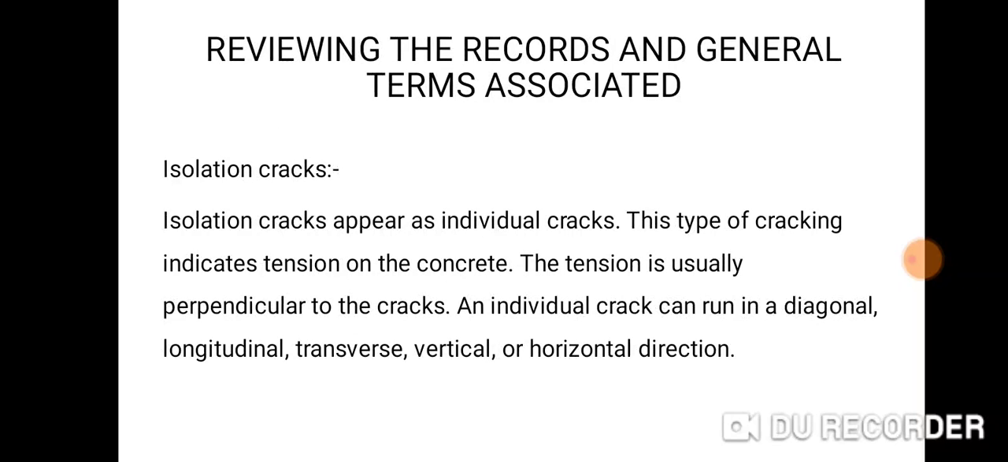There are some general terms which require in-depth knowledge, just like isolation cracks. Isolation cracks appear as individual cracks. This type of crack indicates tension on the concrete. The tension is usually perpendicular to the cracks, and individual cracks can run in diagonal, longitudinal, transverse, vertical or horizontal direction.